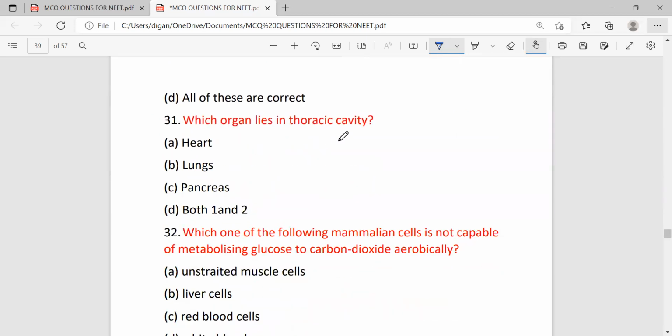What organ lies in the thoracic cavity? For 31, the correct option is D, means both 1 and 2. It means both heart and lungs are the organs that lie in the thoracic cavity.